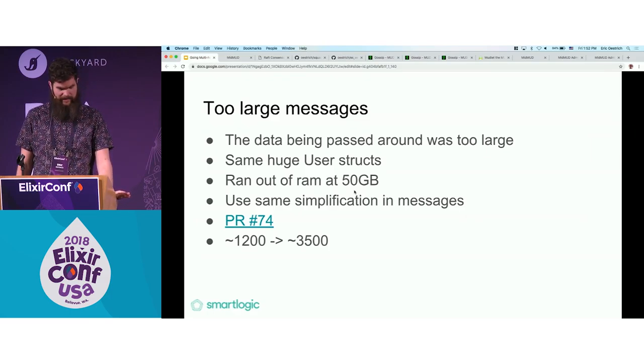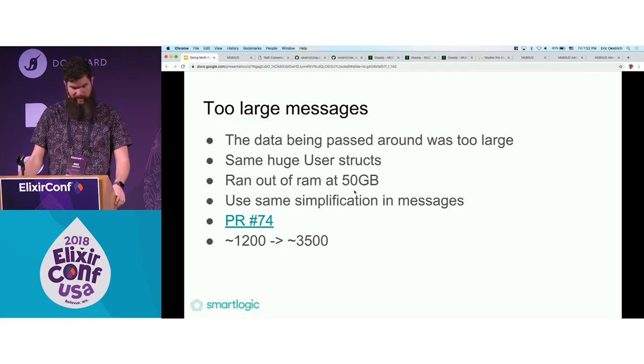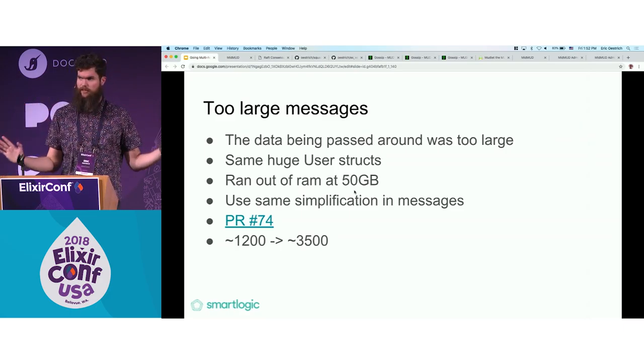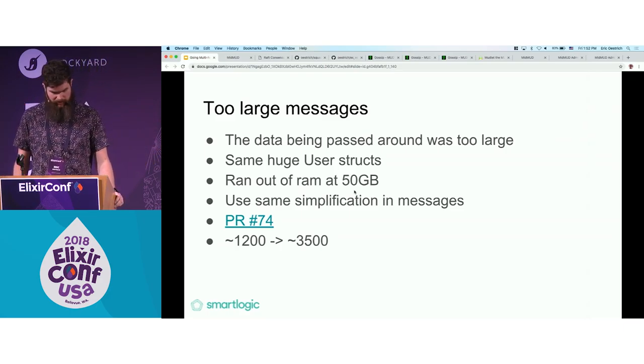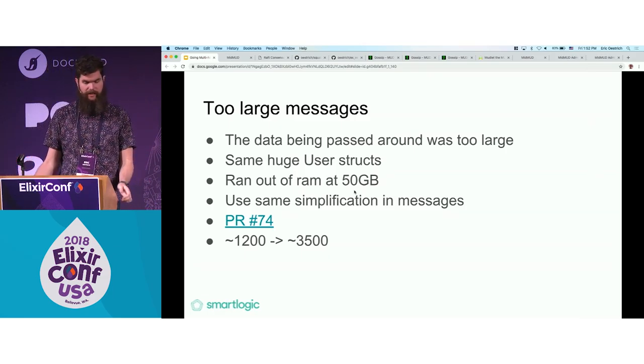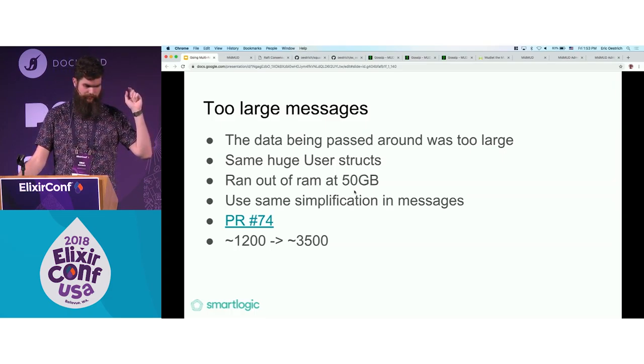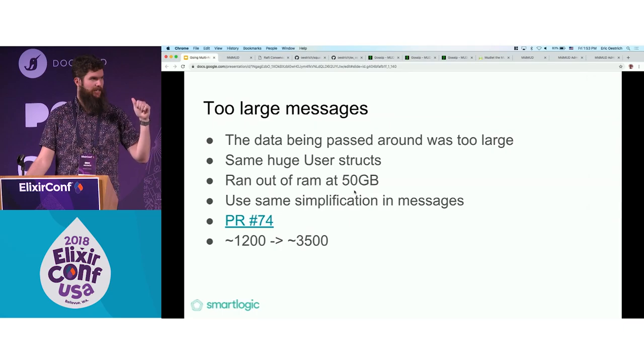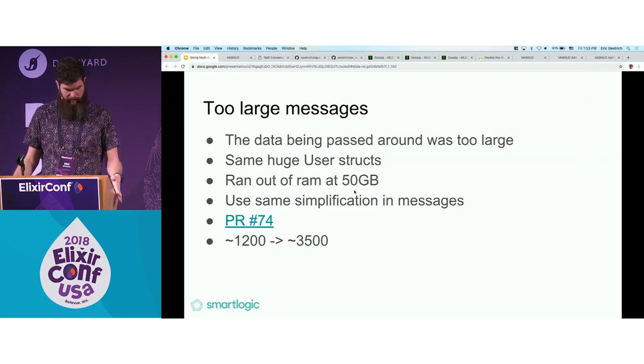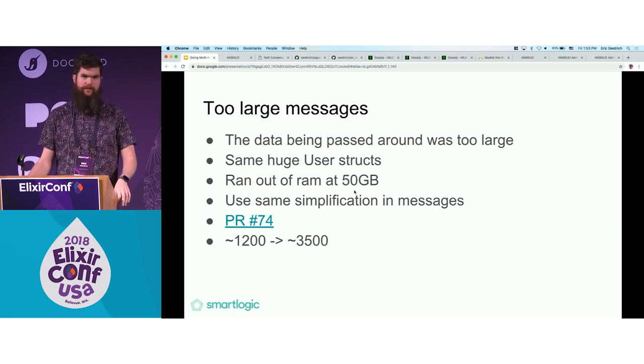I remember telling people as I was going through this, I don't think I'll run out of RAM or whatever, and then I ended up actually doing that. So I fixed the registry, but everywhere else that the user was being passed around was still that full user struct. So the simple fix for that was any time in the room client API for the Gen server, I pass in a user and then immediately simplify it and then pass it forward. So that got me from 1,200 to the 3,500 connected bots.